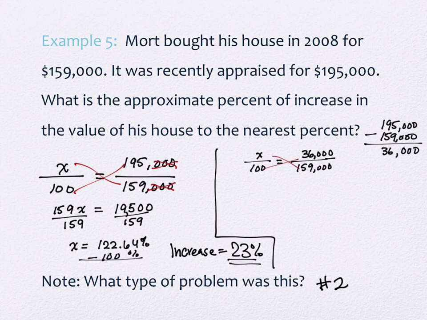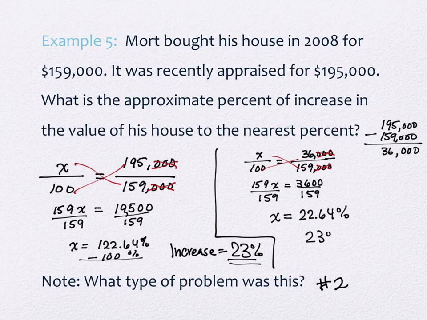And then we can cross multiply. I'm going to cross out those 3 zeros again to make it just a little bit simpler to write. I have 159x equals 3,600. And if I divide, I'm actually going to get that same number I got before without the 100%. I'm going to get 22.64. And when it rounds, because the directions told us to, that's a 23% increase in price.